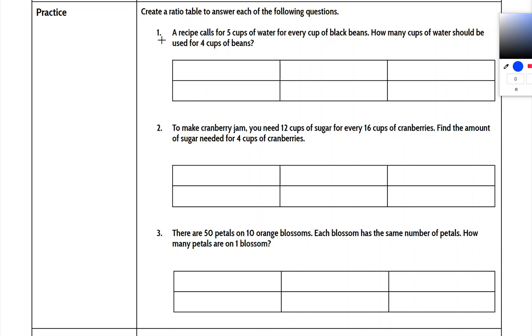So just to get you started, in the first one, a recipe calls for 5 cups of water for every cup of black beans, and we want to know how much water is used for 4 cups of beans. So we're comparing water, right? And we have 5 cups of water for every 1 cup of black beans. So for beans, there's 1. We're trying to figure out how many cups of water should be used for 4 cups of beans. Okay, so think about where you should put that 4 and what you need to do. Are you scaling up or scaling down?